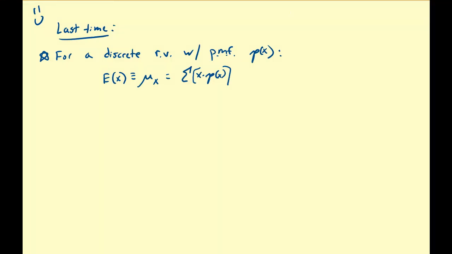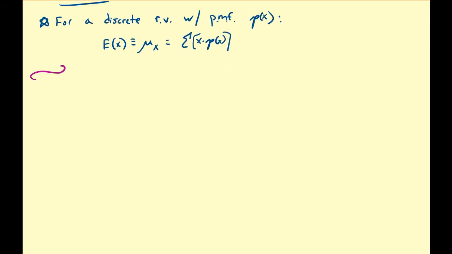Hello there. In this video we're going to talk about another property of discrete random variables, namely the variance and second moment of that random variable. In the last video we talked about the expected value or the mean of that random variable, and we're going to use that in a couple of these derivations.